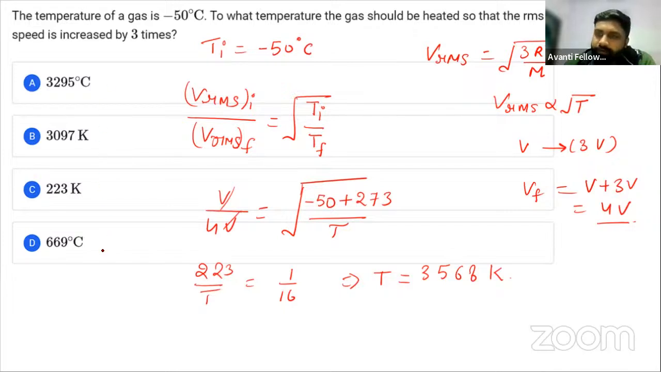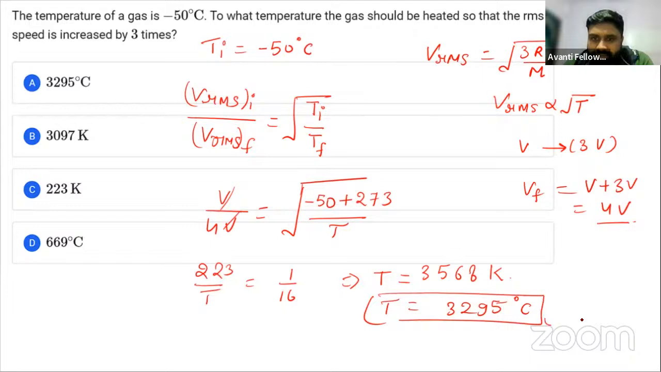But this is in Kelvin. So no option given in Kelvin says that. So we need to convert it into degree Celsius. For converting Kelvin into degree Celsius, we need to subtract 273. So minus 273, it will become 3295 degrees Celsius. So the same temperature is 3295 degrees Celsius. So very good, brilliant answer. You have got it correct. Very good. Keep it up. So this is the answer. As you have already got the answer, I don't think that you have any kind of doubt in this.